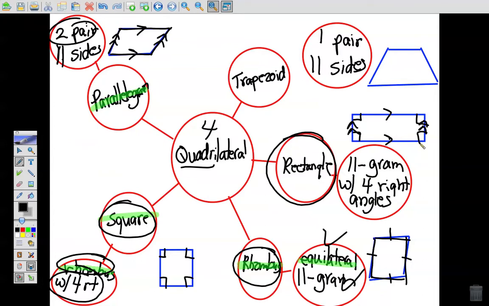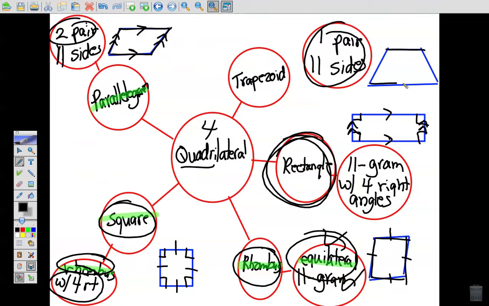Now wait a minute now. That sounds like the same thing as a square. What's the difference between a square and a rectangle? Well, a square has 4 equal sides, right? Because a square is a rhombus, it's equilateral. But a rectangle doesn't. There's nothing that says that it's equilateral. There's nothing that says that it's a rhombus that has 4 equal sides. So the difference between a rectangle and a square is a square has 4 equal sides, right? And a rectangle doesn't.